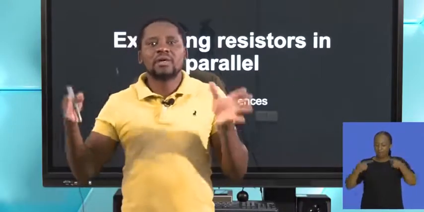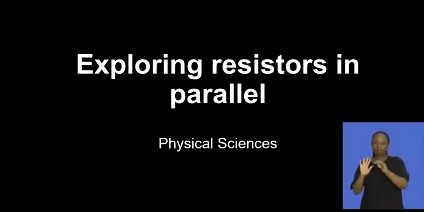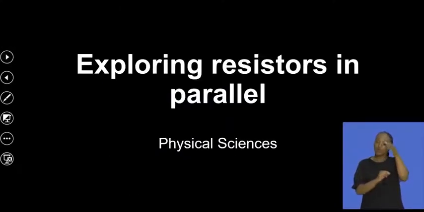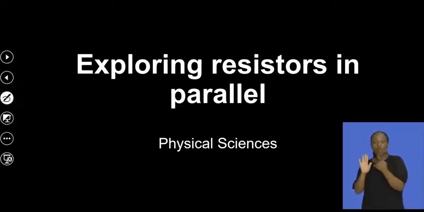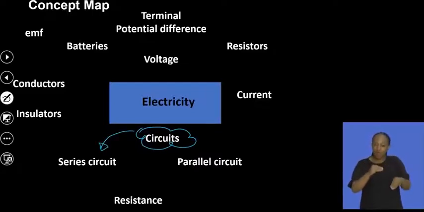Now let's locate parallel resistors within the broader section of electrical circuits. From our concept map, we understand that in the context of circuits, you have two types of connections. We've got a series circuit, which you may recall has a lot to do with potential dividers while current remains constant, and what effect adding more resistors has on the current, the voltage and the resistance.